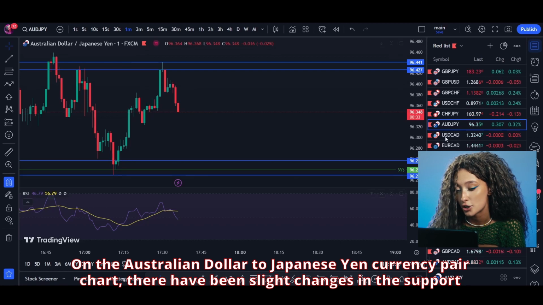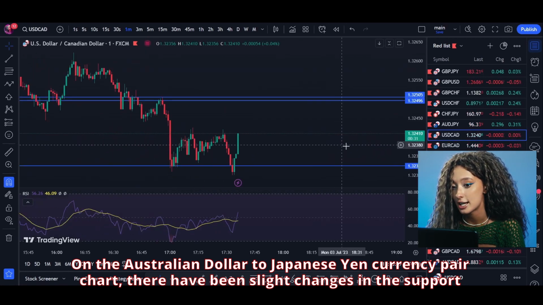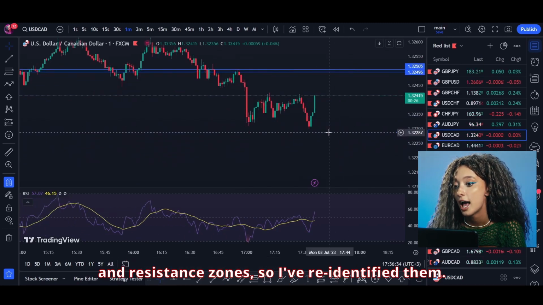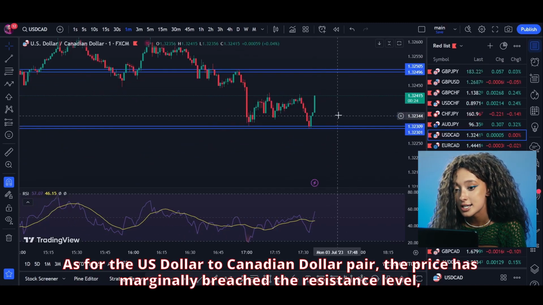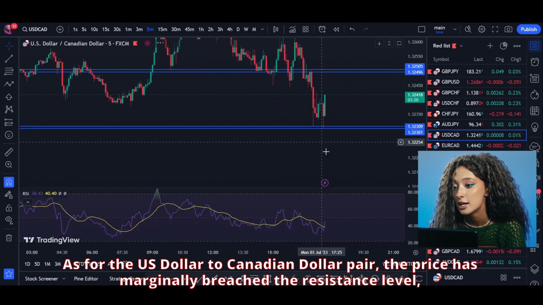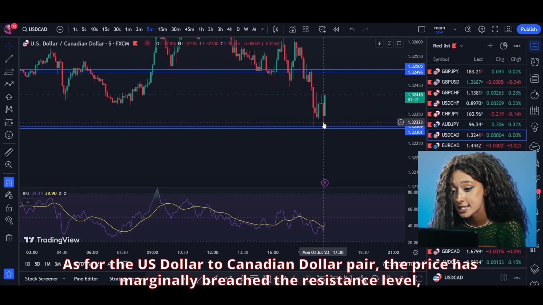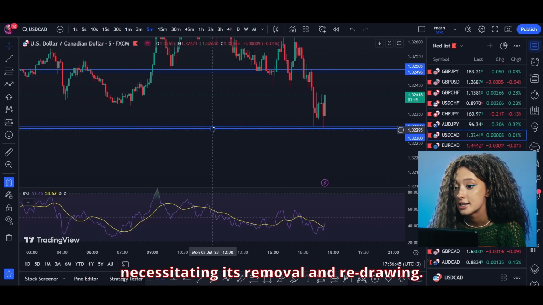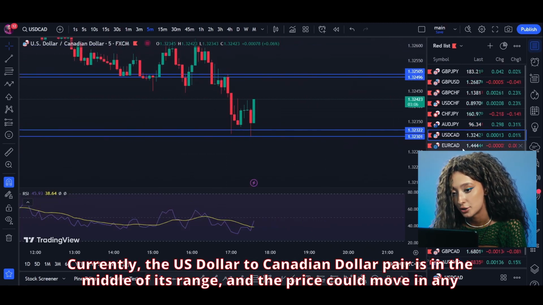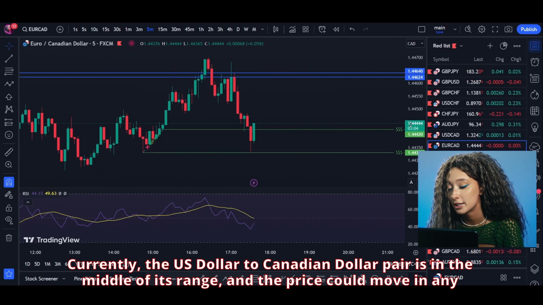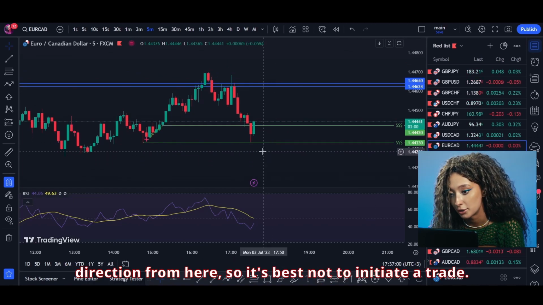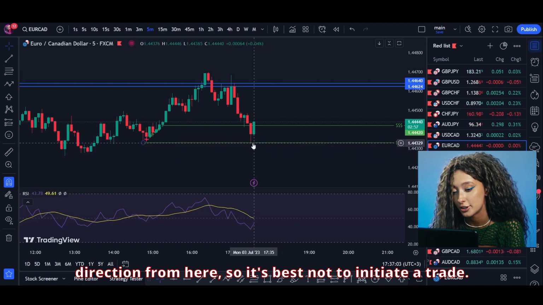On the Australian dollar to Japanese yen currency pair chart, there have been slight changes in the support and resistance zone, so I will redraw it. As for the USD to Canadian dollar pair, the price has marginally crossed the resistance level, necessitating its removal and redrawing. So currently the USD/CAD pair is in the middle of its range, and the price could move in any direction from here, so it's best not to initiate a trade.